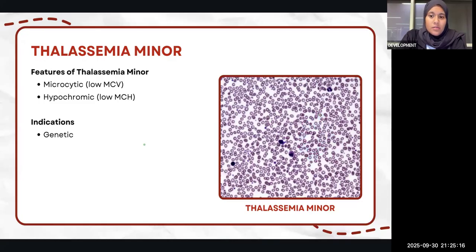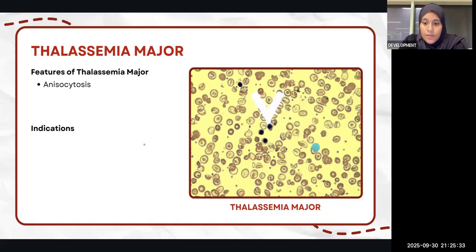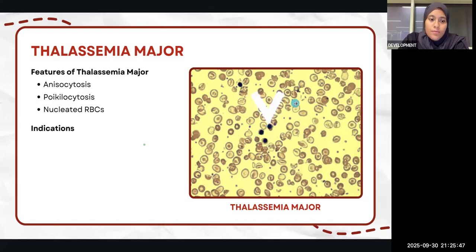But the very, very high yield that came in every single exam, it came in the summer exam, it came in our exam, it came in 16th batch, 15th batch, everything, is this yellow picture. And this yellow picture is thalassemia major. What do we see in thalassemia major? Anisocytosis, different sizing, poikilocytosis, which means different shaped cells, and nucleated RBCs. So you see these are RBCs actually, but they have a nucleus, which is not normal because we said RBCs don't have nuclei. Indications, genetic.